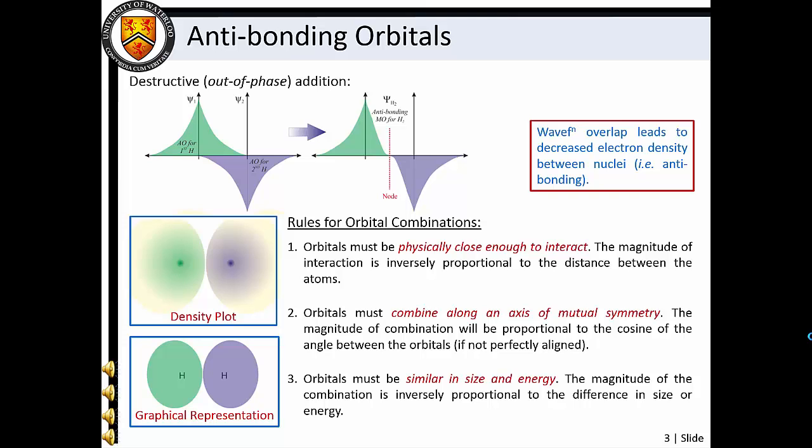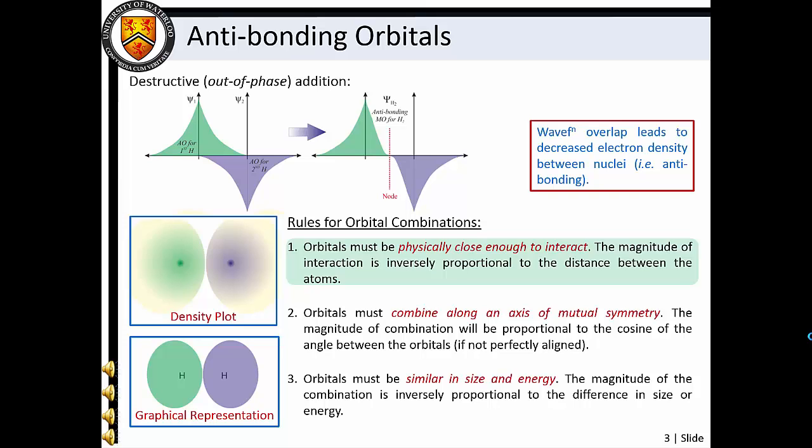When combining atomic orbitals to produce molecular orbitals, we can define some rules or guidelines that should be met. First, orbitals must be physically close enough to strongly interact. In principle, atoms separated by an infinite distance can interact with one another, but wave function overlap will be minimal since the magnitude of interaction is inversely proportional to the distance between the nuclei.